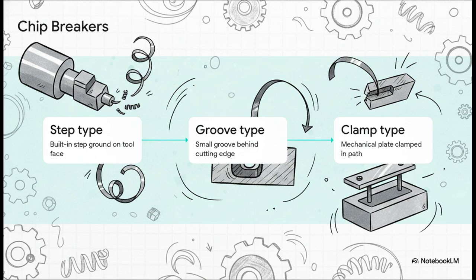No good. To stop those dangerous continuous chips from forming in the first place, modern tools use these clever mechanical designs called chip breakers. Their entire job in life is to force those long chips to curl up and snap into safe, tiny pieces. There are three main types. You've got a step type, which is just a ledge ground directly into the tool face, a groove type, which is a small channel right behind the edge, or a clamp type, which is literally a physical metal plate screwed right into the path of the chip to force it to curl back on itself and break.